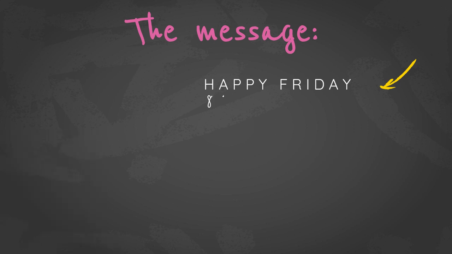Sorry, H is 8. A is 1. P is 16. We'll do that twice. Y is 25. Space is 0. F is 6. R is 18. And then we've got I at 10, D is 4, A is 1, and Y is 25. So what we've done is we've assigned a number to each letter, and we're going to use this to help us code.